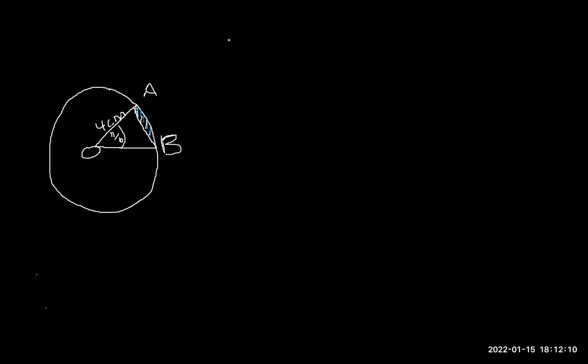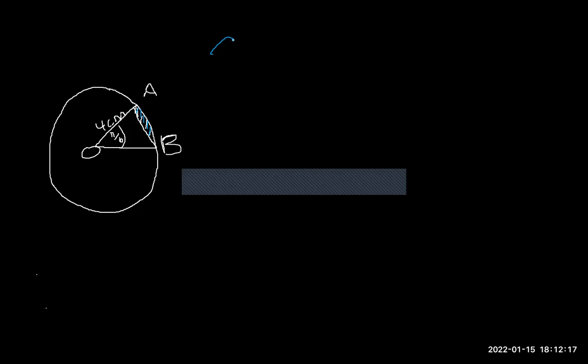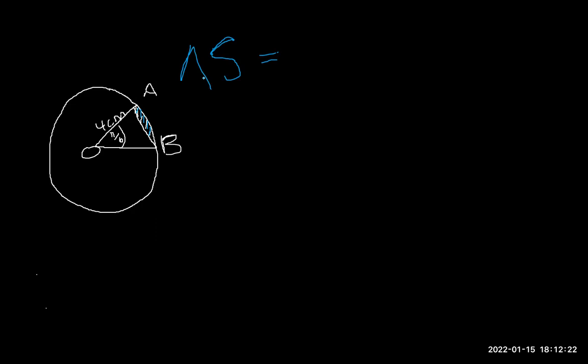So let me just put S for shaded region. It's going to be equal to the area. So AS means area of shaded region, right? Is equal to the area of this entire sector, so area of sector, minus the area of that triangle. Okay, that's a triangle, okay?